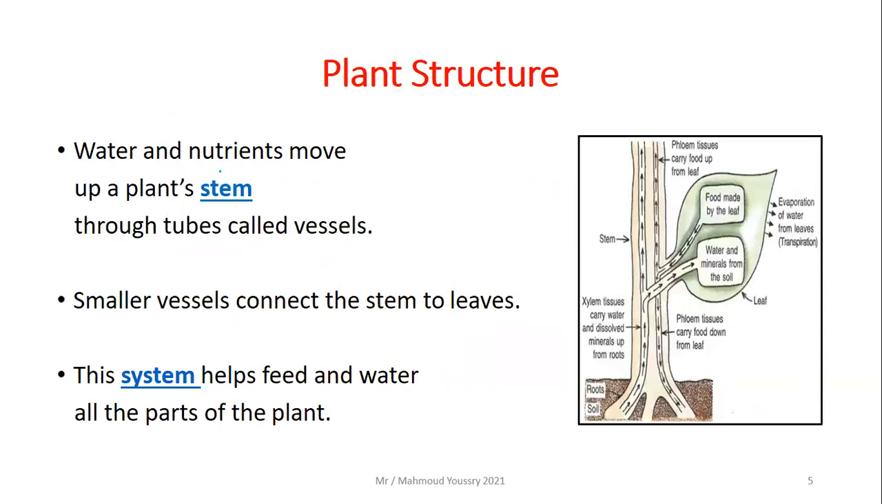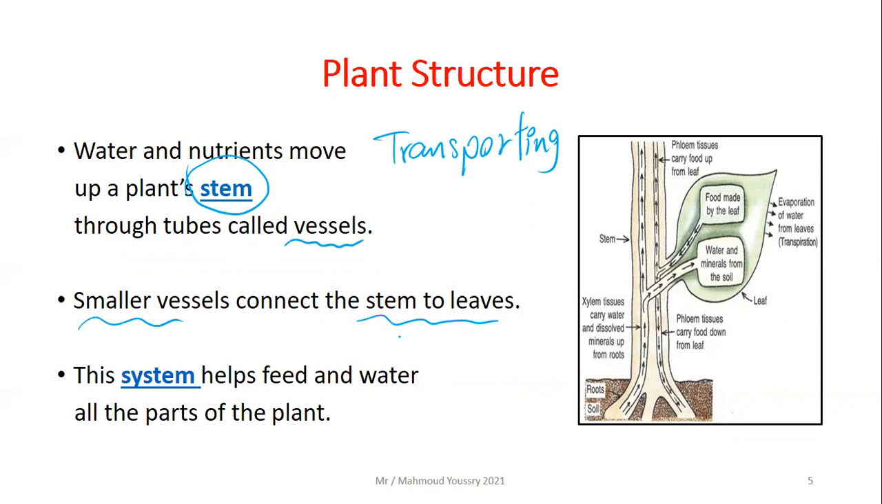Then the second part is the stem. Water and the nutrients move up a plant's stem through tubes called vessels or transporting vessels. Smaller vessels connect the stem to the leaves. This system helps feed and water all the parts of a plant.